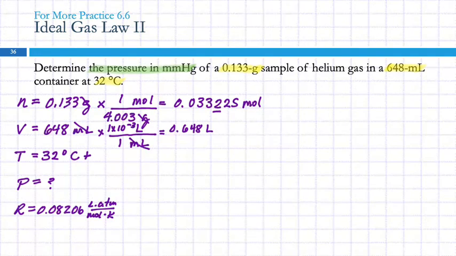So temperature to Kelvin, again, we'll add 273. I think that's 305. Our temperature ended in the ones place. When we convert it, it still ends in the ones place.